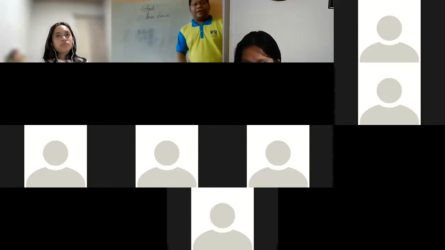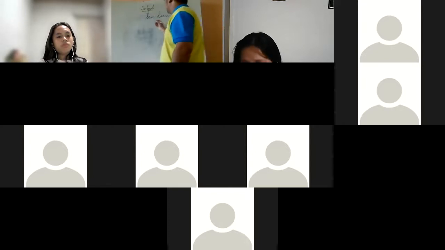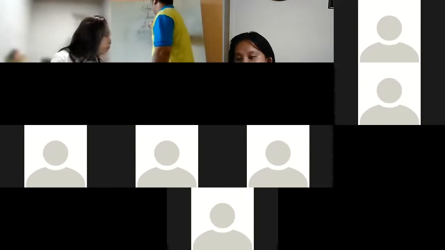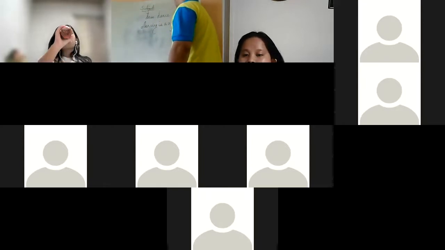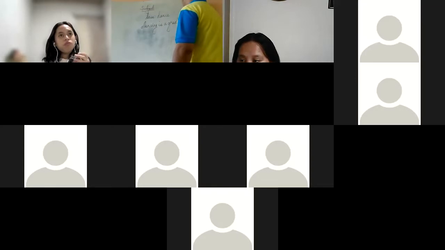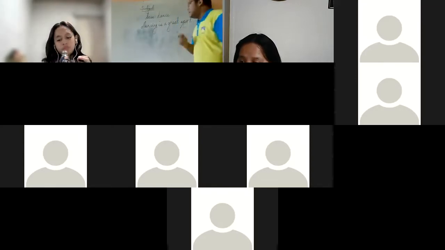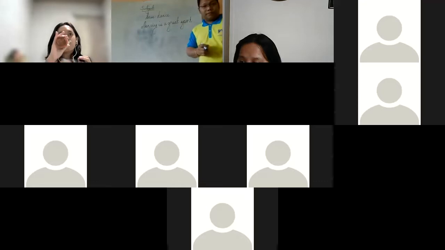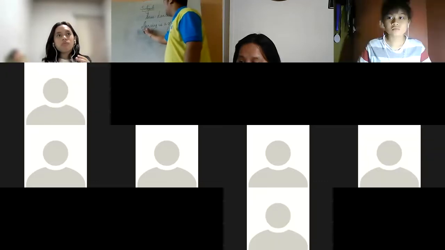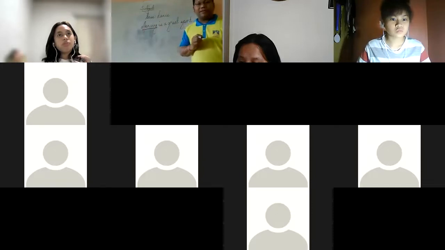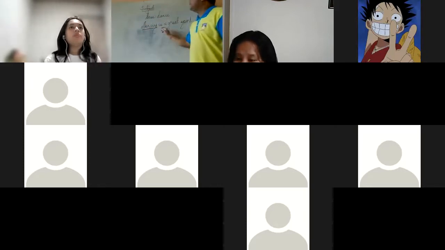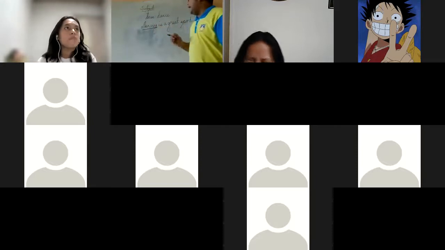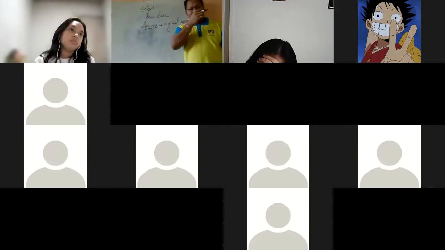Now the first goal is to use dancing as the subject of the sentence. Like this one. Dancing is a great sport. In this case, our subject talks of dancing. Our sentence talks of dancing. The subject of the sentence is dancing. And look at the structure of the word. It ends in ing because it is a gerund.